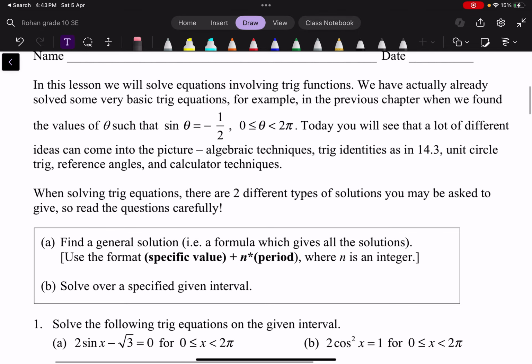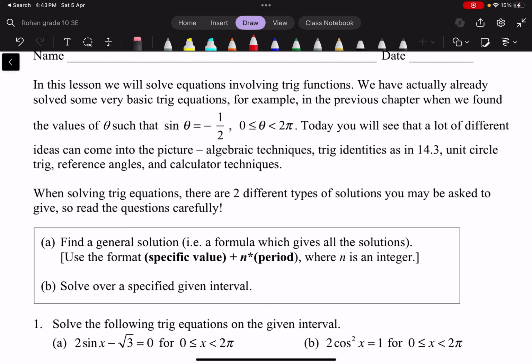Now, in this lesson, we'll be solving equations involving trig functions. We actually already solved some basic trig equations. For example, in the previous chapter, we found the value. You remember using the unit circle, we found this. Today, we see a lot of different ideas that come in the picture: algebraic techniques, trig identities as in 14.3, the unit circle and all that we did. We have done all this basically.